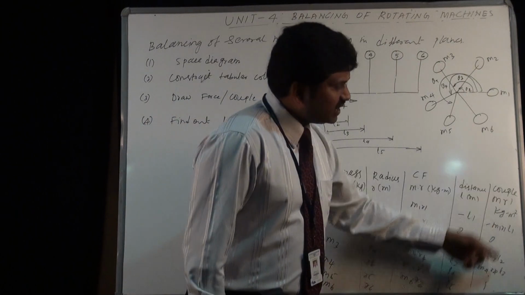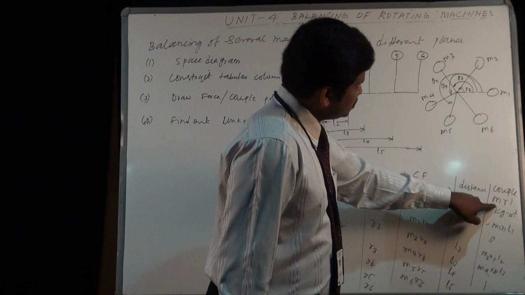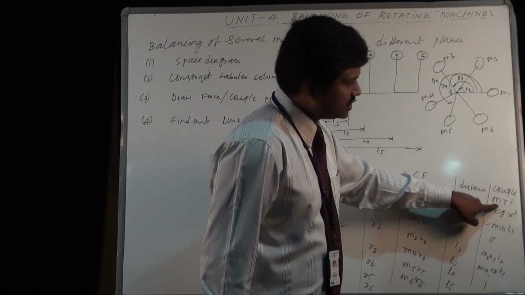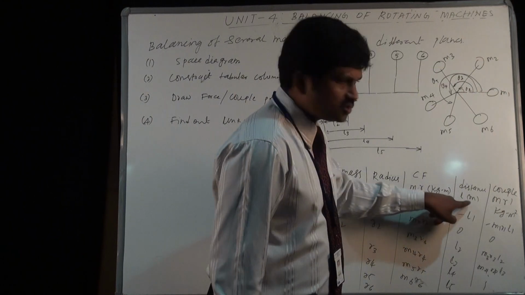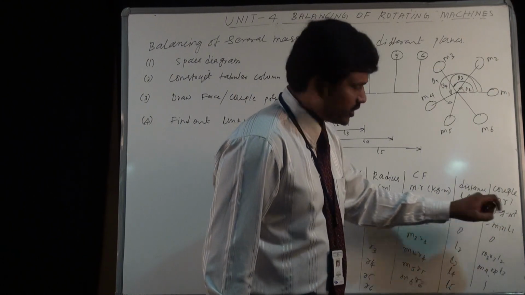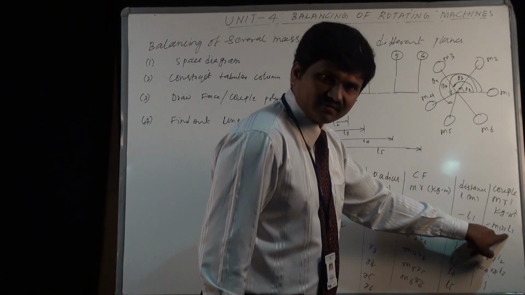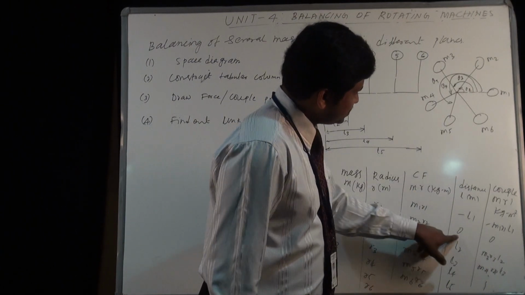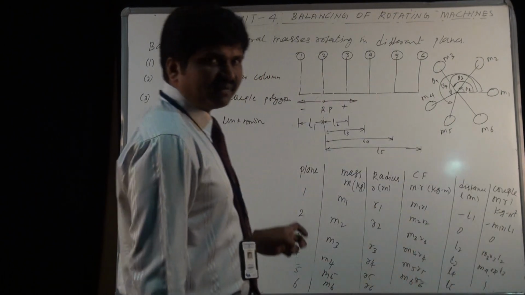Then finally, the couple column. The couple is the force into distance. So MR is the centrifugal force, into distance. This was in kg meter into meter, so the unit is kg meter square. Multiply MR with L, you will get minus MRL. Multiply this with this, you will get 0, this with this, and so on. So now complete the tabular column like this.